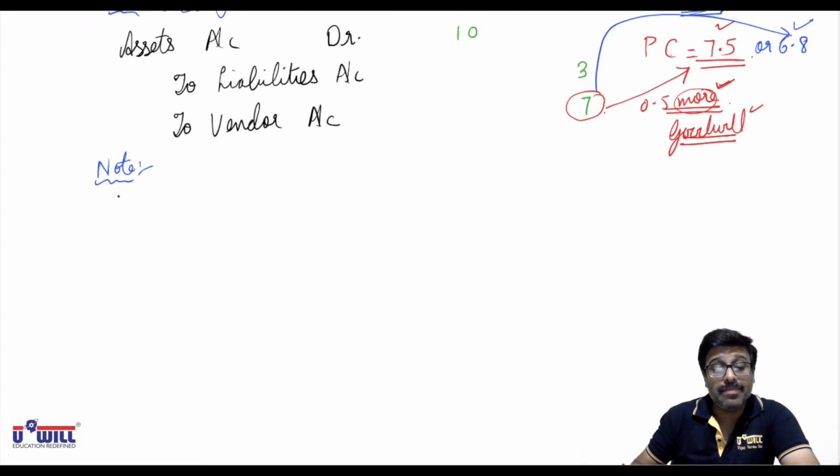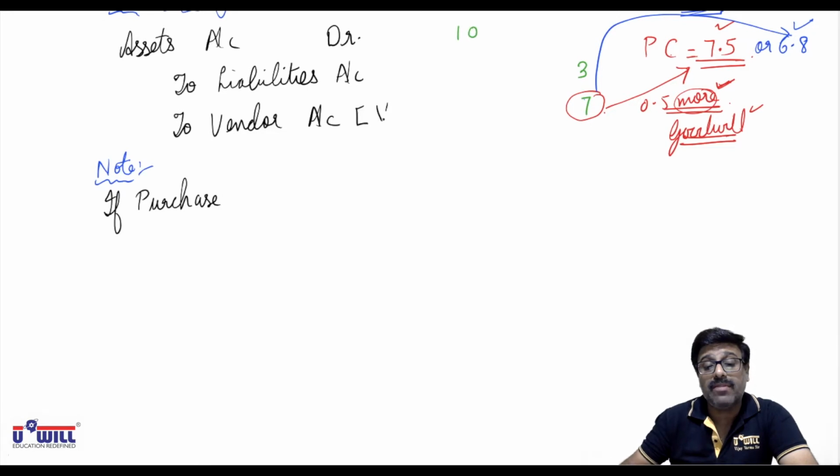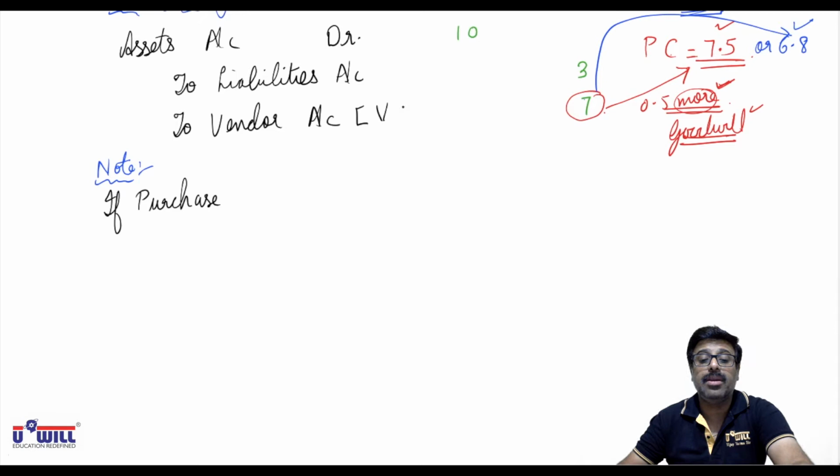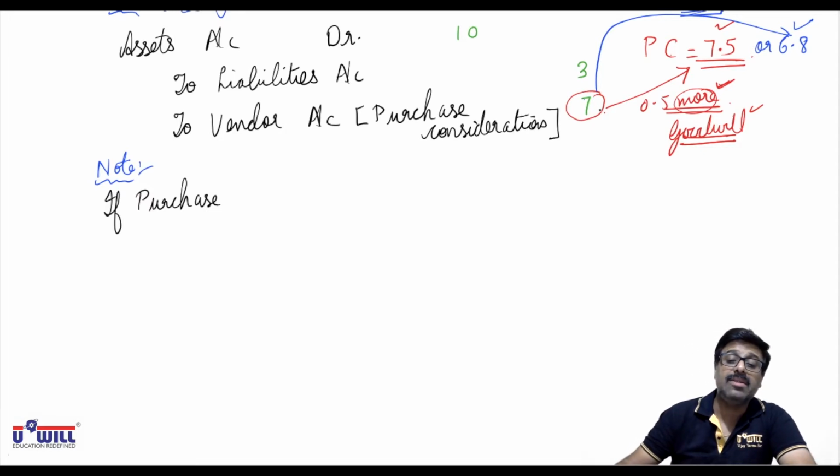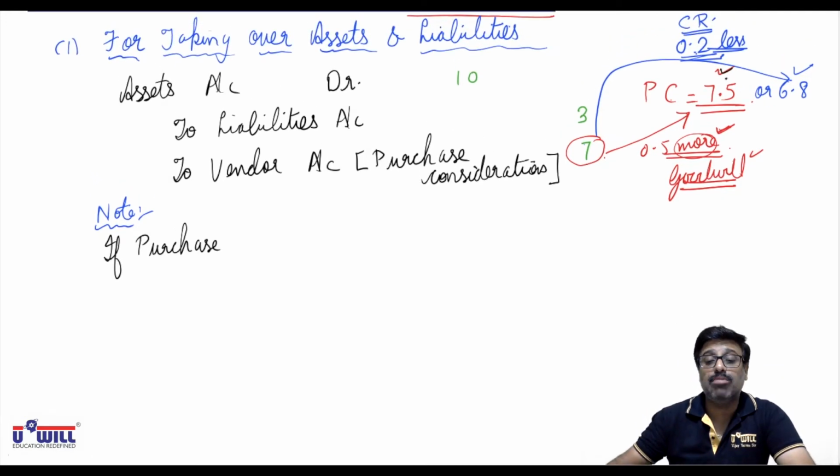So note what you'll write is, if purchase consideration. Okay. One more thing you can remember, vendor account you'll always record with the amount of purchase consideration. So if purchase consideration is exactly 7 lakhs in the example what I gave you, then neither goodwill will come nor capital reserve. But if purchase consideration is 7.5 lakhs more than the net assets, then 50,000 you'll debit to goodwill account. And if purchase consideration is 6 lakh 80,000, 20,000 less than the net assets, then 20,000 you will credit to capital reserve account.